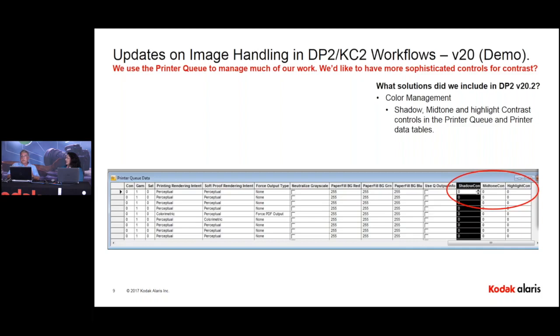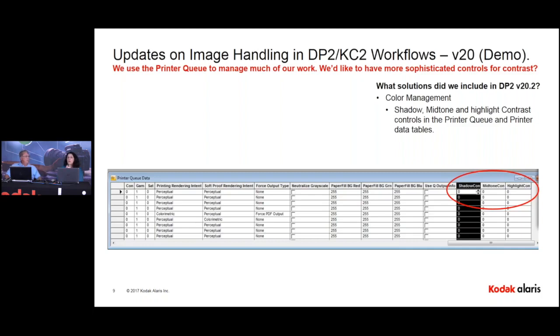We're using the same type of technology that we use in the adjust images workflow for highlight, shadow, and midtone contrast. So if you want to try using this to tweak the printer results, you can benchmark it as an image adjustment on your test images, get what you want, and then insert those numbers into the printer queue to give it a try.